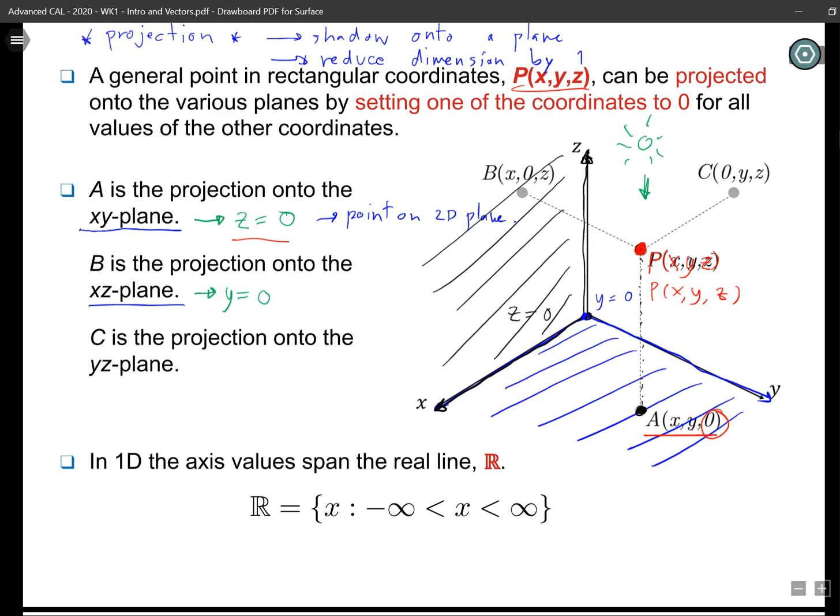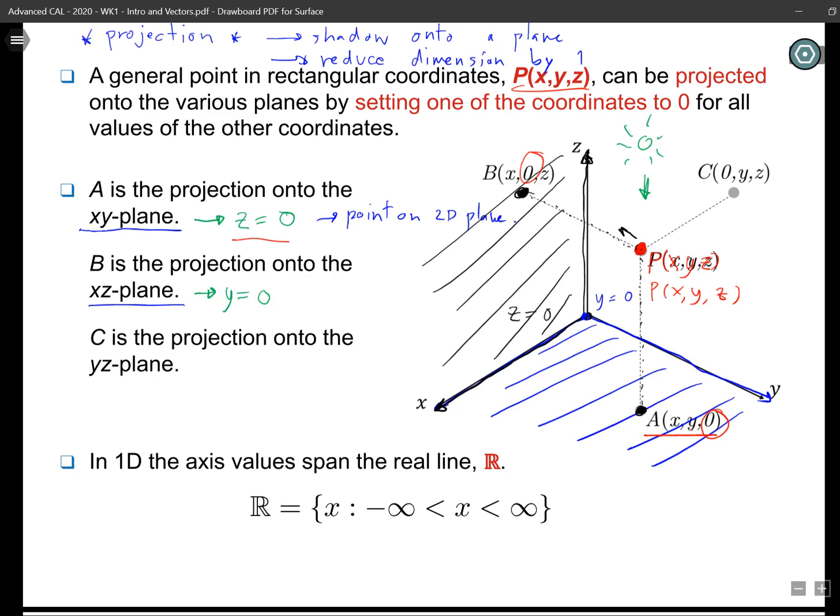So just like point A, in case of point B, XZ plane means that Y equals 0. And we are going to reduce the Y value here to 0. Project this point to XZ plane. So this goes down to be a shadow on XZ plane. And that's why we can see that Y value becomes 0, sort of like eliminated from the coordinates of this point.